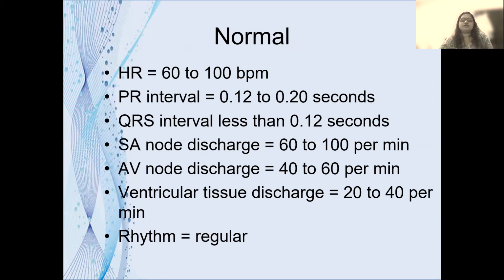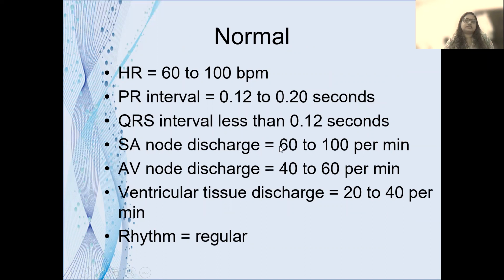Now, what kind of rate is called the normal rate? A heart rate between 60 and 100 beats per minute is considered normal. A PR interval of 0.12 to 0.20 seconds is considered normal. A QRS interval less than 0.12 seconds is considered normal.